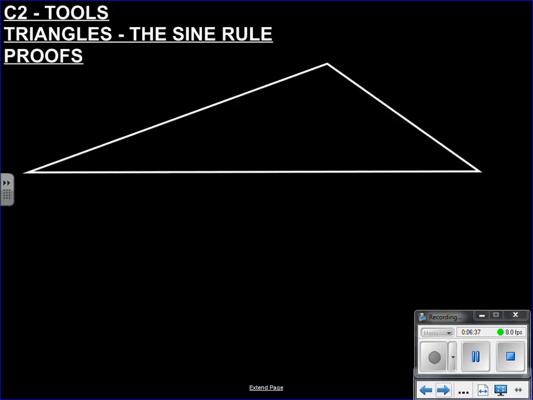Now you may know the sine rule. You may not know where it comes from, and that might be quite interesting for you. So the proof is for interest. And if you know why things are what they are, then you're more likely to remember them. Okay? So that's why proofs, not only are they interesting, but they're also important.